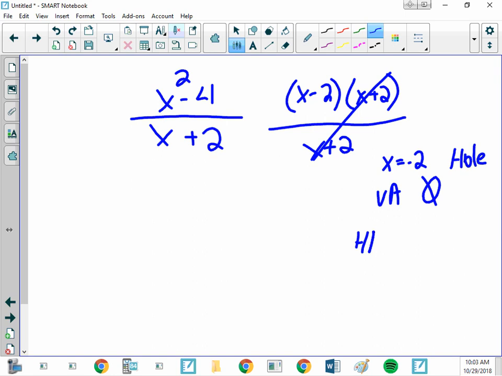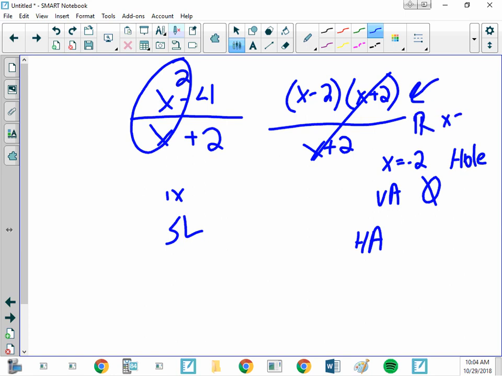Does this have an HA? When I divide the leading coefficients, I get x. And what is the graph of x? A slanted line. So this has a slant asymptote at y equals x. Yeah, there's a lot to remember. So, what is the domain of this function? All real numbers, but x is not allowed to be -2.